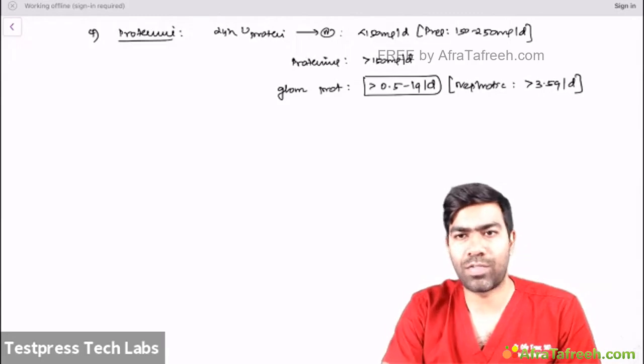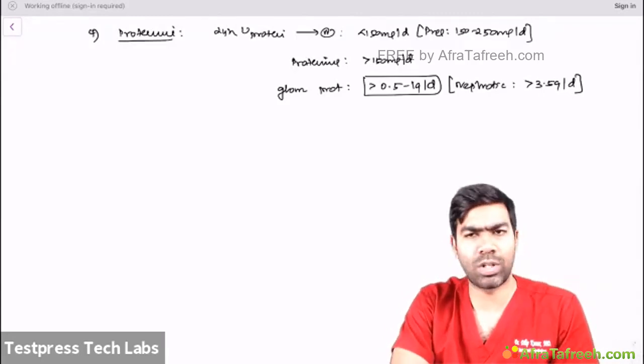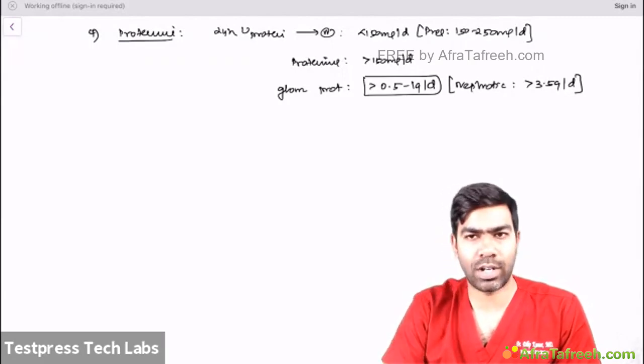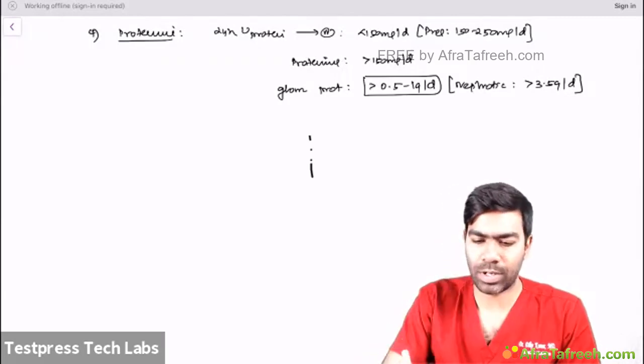But what is subnephrotic range proteinuria? Anything less than 3.5, but more than 0.5, we call it subnephrotic range. Anything more than 3.5 is a nephrotic range. That's all. That's a glomerular proteinuria.